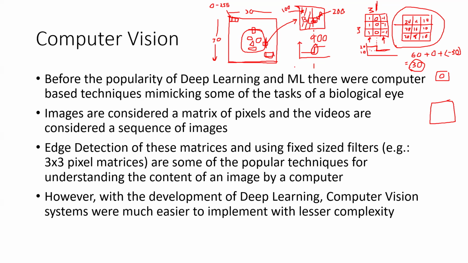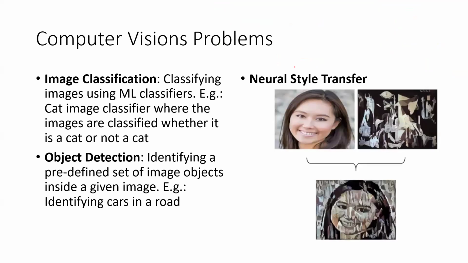And when it comes to computer vision these days, there are mainly several types of computer vision problems that we have to solve, right? So one is known as image classification problems, like the common problem where we have cat images and we have to identify whether this is a cat or not. So this is a binary classification problem.